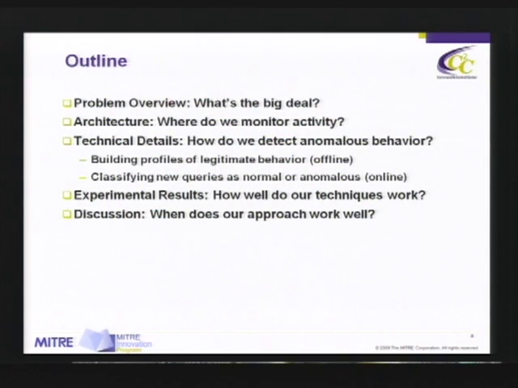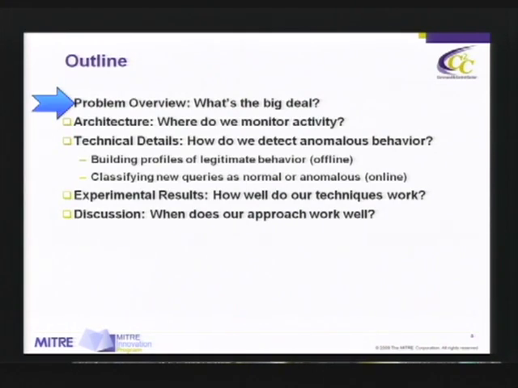So that's an attempt at setting the stage for why relational databases are of interest. I'll spend some time motivating what sort of attacks adversaries can launch against these database systems, look at where we do our monitoring in terms of finding anomalies, look at the techniques we use for detecting that anomalous behavior, go over some experimental results, and conclude with a couple of comments on what sort of expectations we're making in order for our system actually to do what I advertise here.